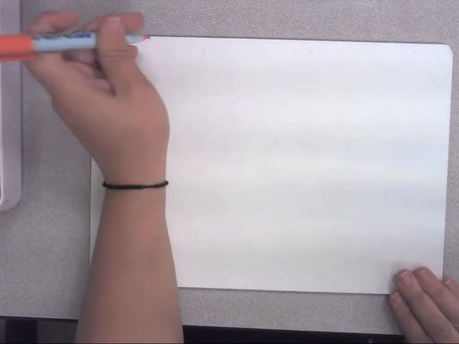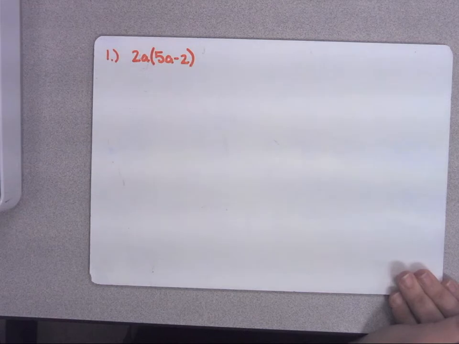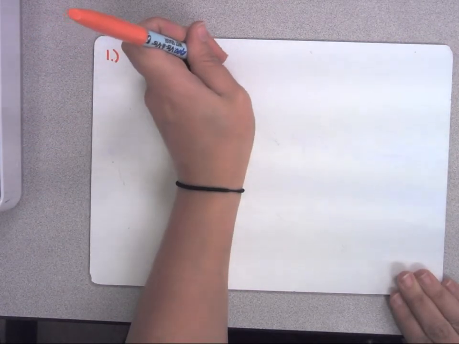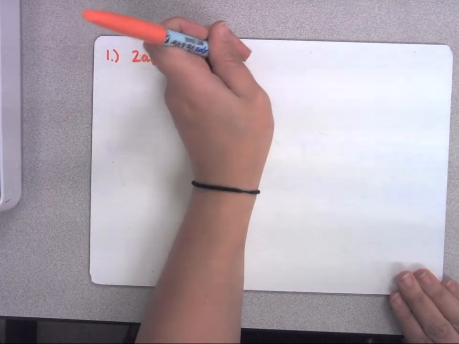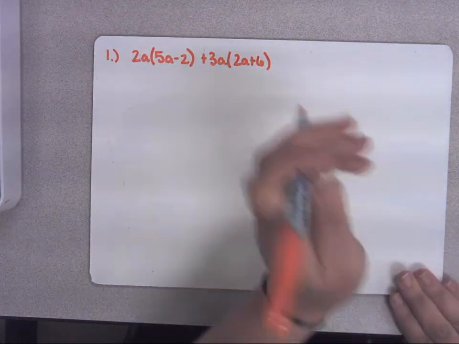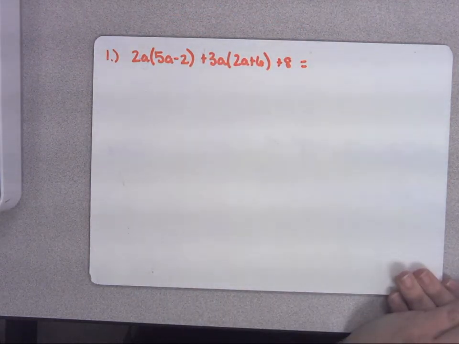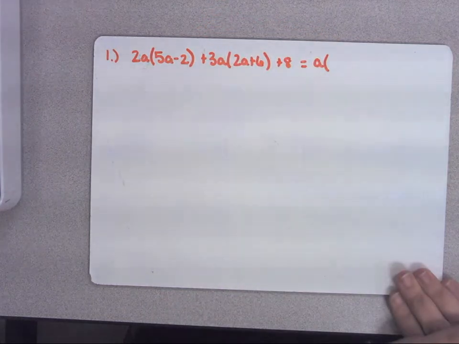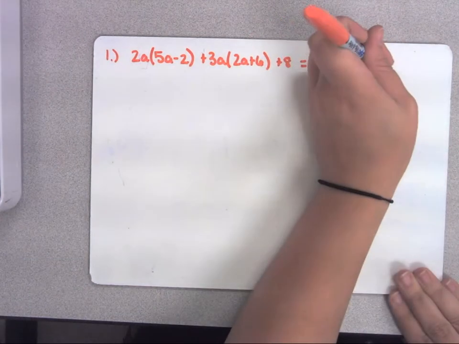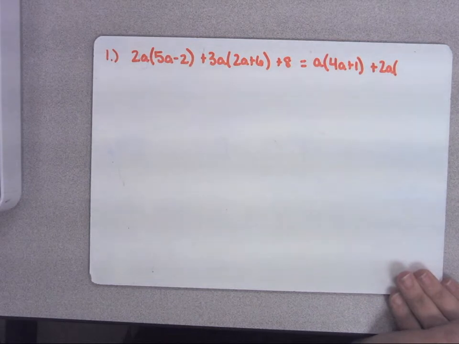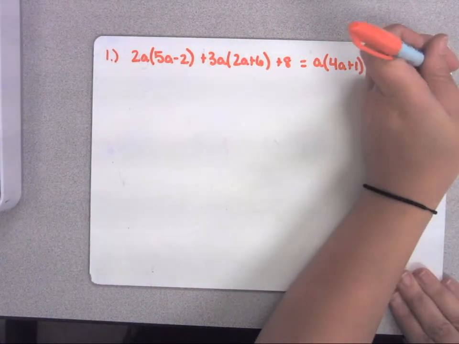2a parentheses, 5a minus 2, close your parentheses, plus 3a parentheses, 2a plus 6, close your parentheses, plus 8 equals, I'm not going to have enough room, a parentheses, 4a plus 1, close your parentheses, plus 2a parentheses, 6a minus 4, close your parentheses, plus 50. That's it. Look, I barely fit it on the board.